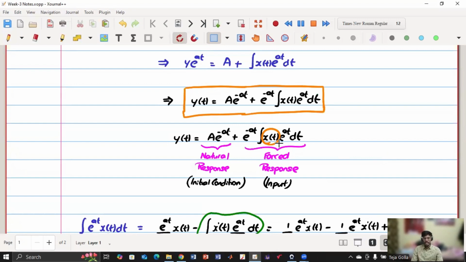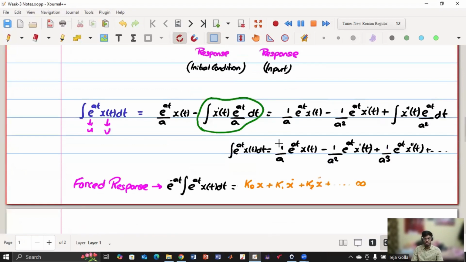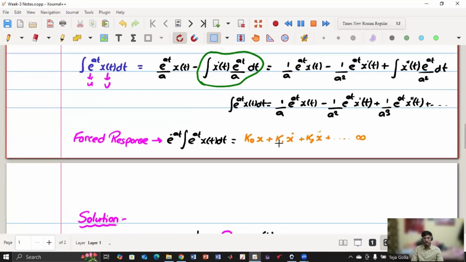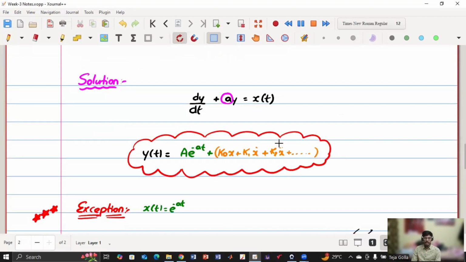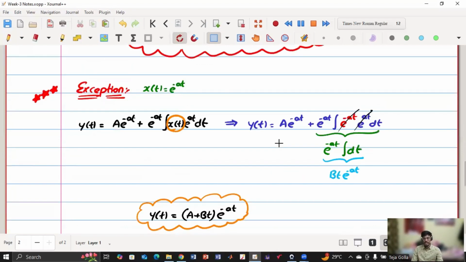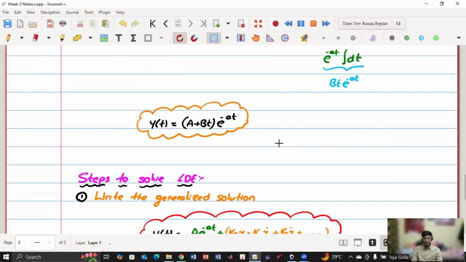Now we have applied integration by parts to get the forced response generalized expression. Once we got it, we wrote the solution in a generalized form. But this generalized form has only one exception, when the input is equal to e to the power minus at. In that case, the solution is a constant plus time into some other constant, into e to the power minus at.